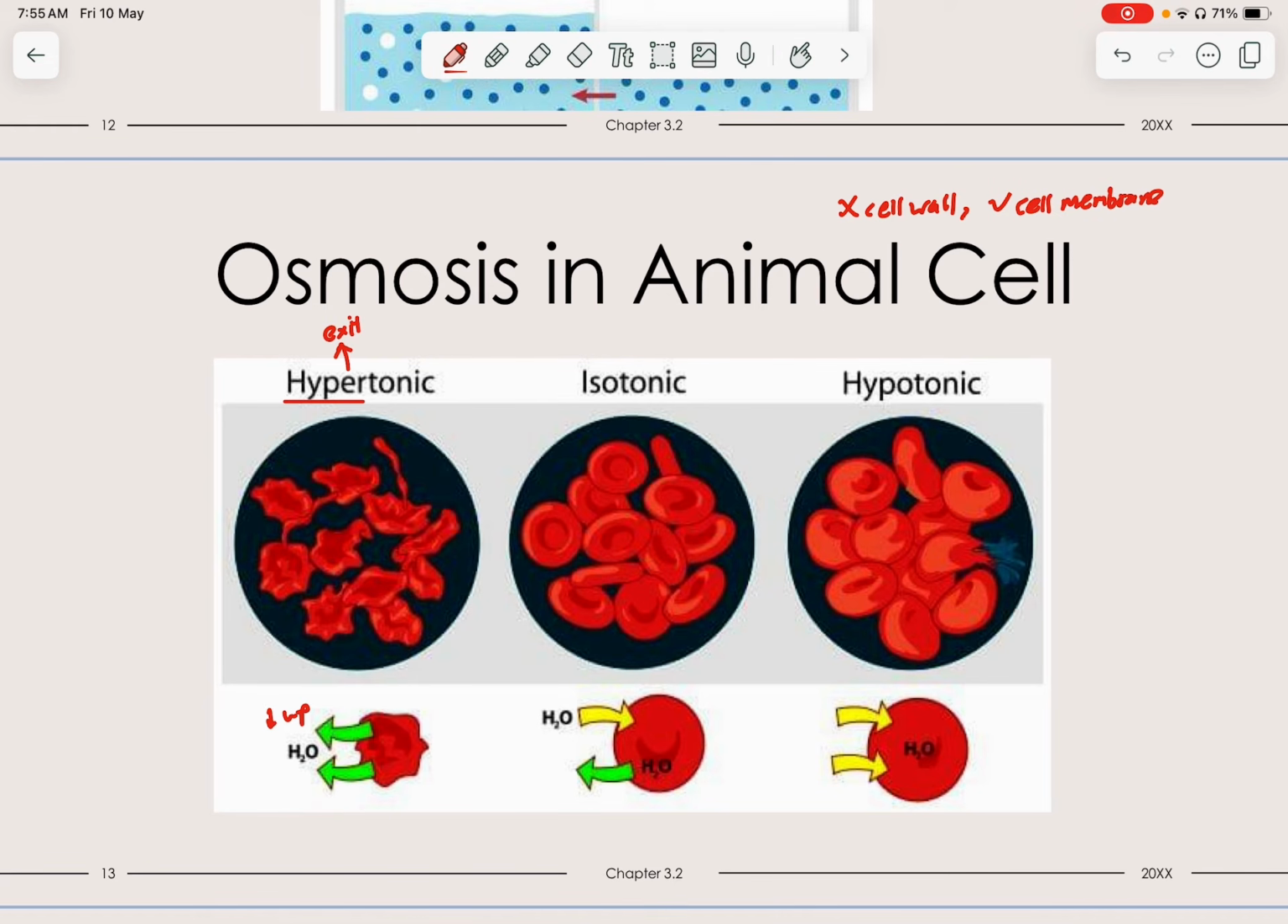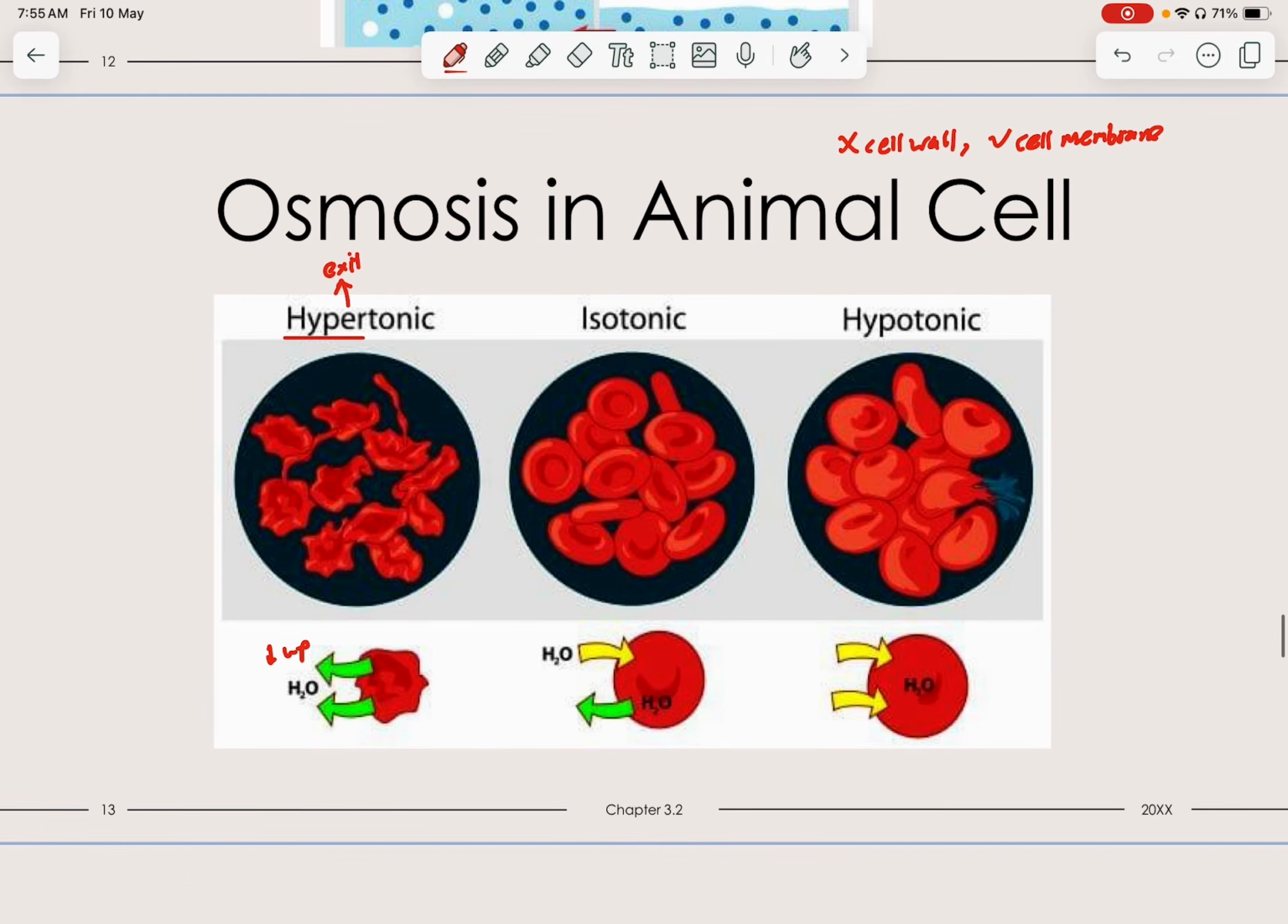So water will move out from a higher water potential to a low water potential, and this cell will become what we know as flaccid, or you can say it shrinks. It becomes shriveled, or shriveled is another word. All right, isotonic. Iso means same. Both sides, the outside water potential is the same as the inside water potential. So water comes in, water comes out, it cancels the effect.